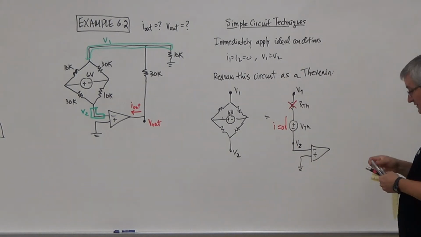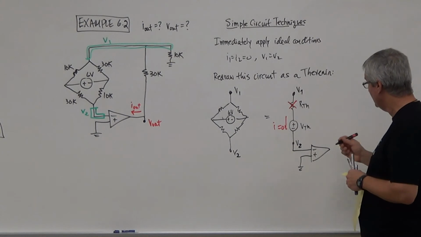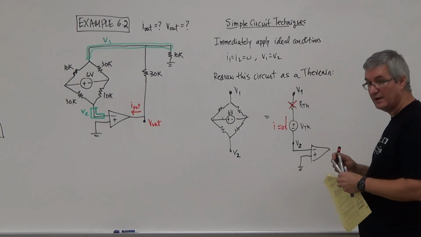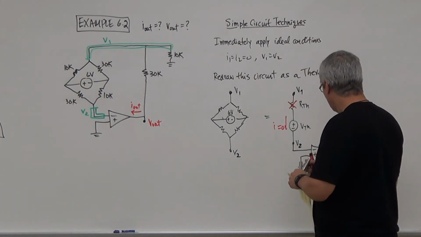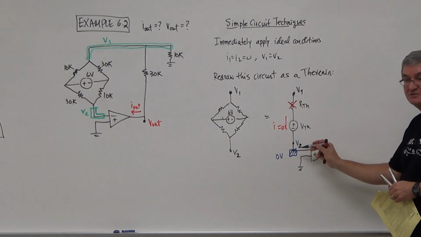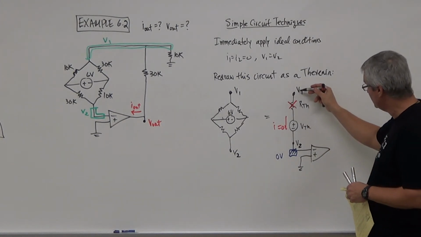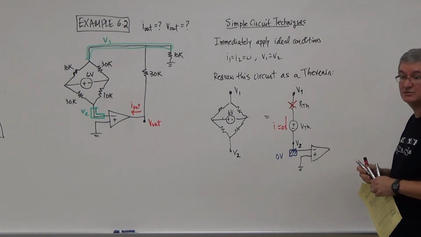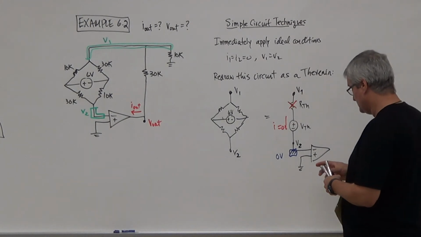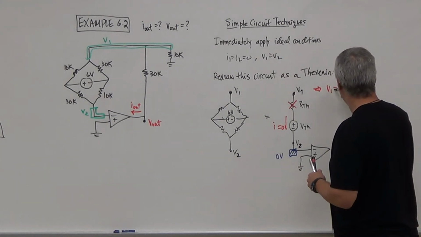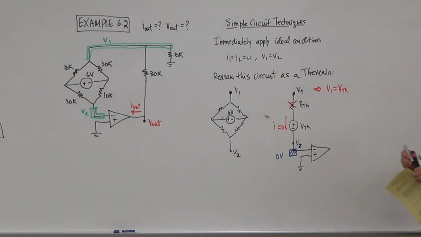Now if I look at this guy, this node tells me that if this node is 0 right here, this node right here has to be 0 volts, because that node and that node must be the same. Then the voltage from here to here sets V1 to be RTH. So this implies that V1 has to be VTH. Our whole goal here is to solve for VTH.